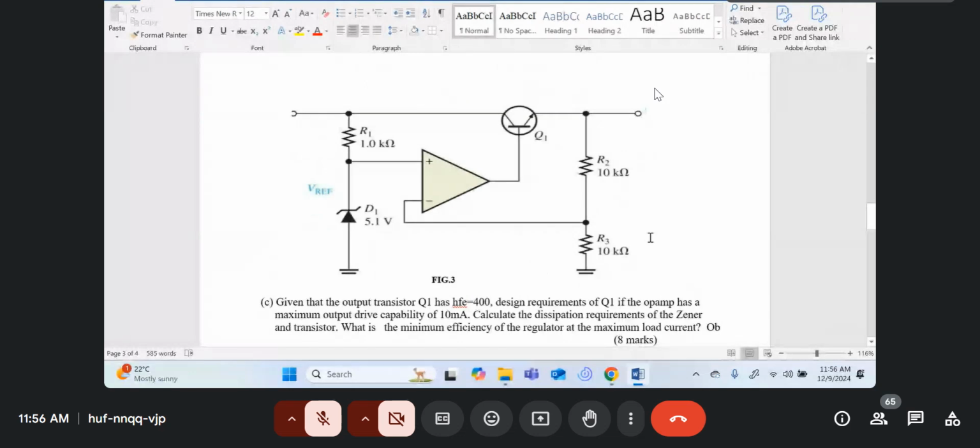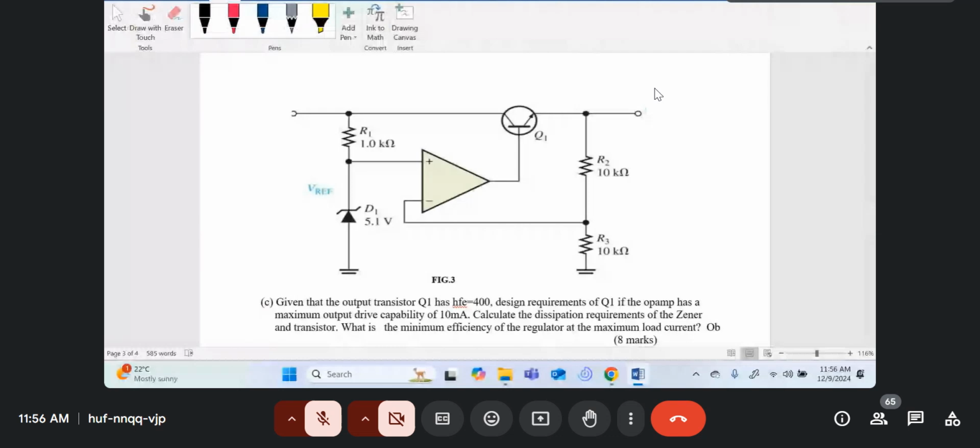So 10 milliamps coming in. So you've got 10 milliamps maximum output here. And the load current you're supposed to supply is 4,000 milliamps. But you're told Q1 has got an hFE of 400. So just as a rough test, 10 milliamps times 400 is already 4,000. So everything is okay.